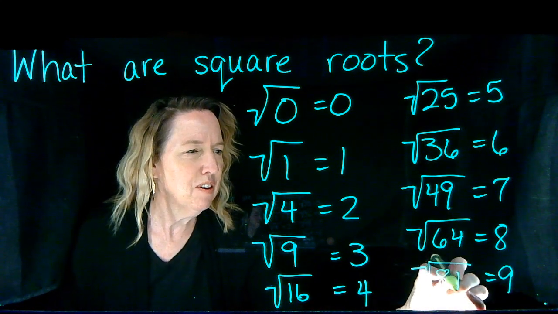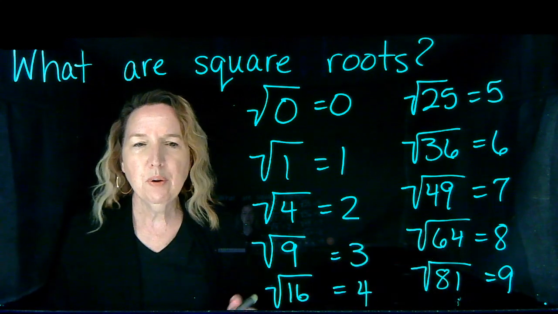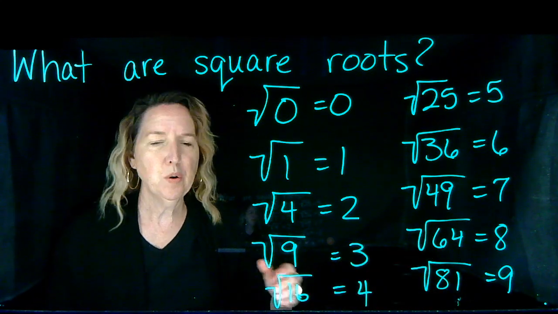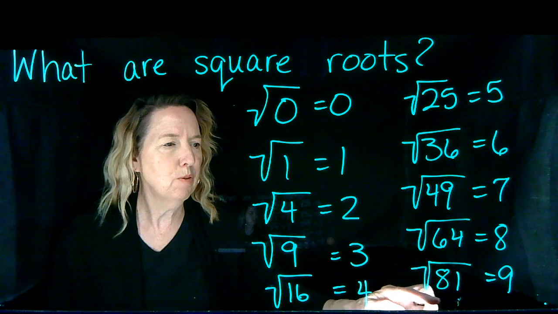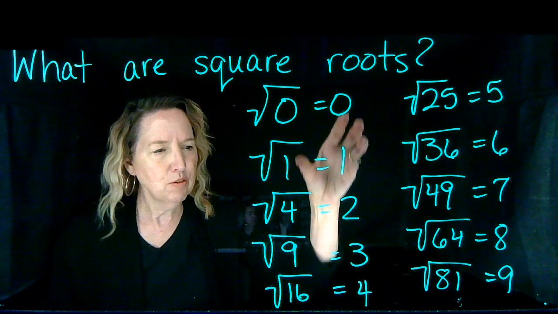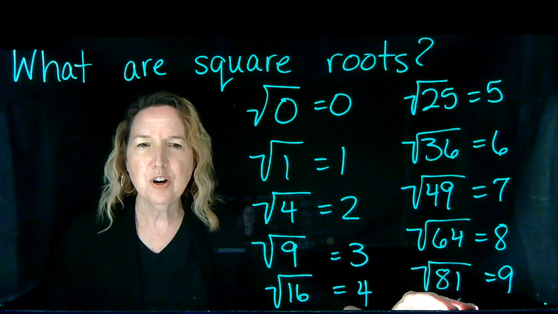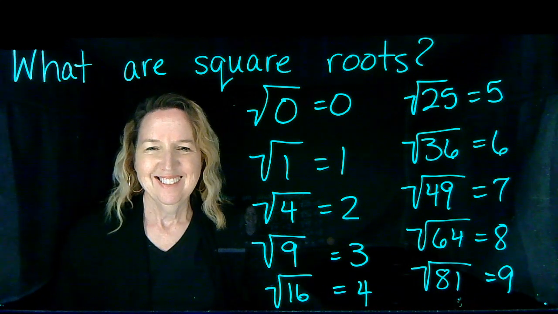Nine squared is 81, so there you go. Now I would go all the way up to 144. The square root of 144 is 12. And so I would list them and try to memorize them. That'll help a lot.